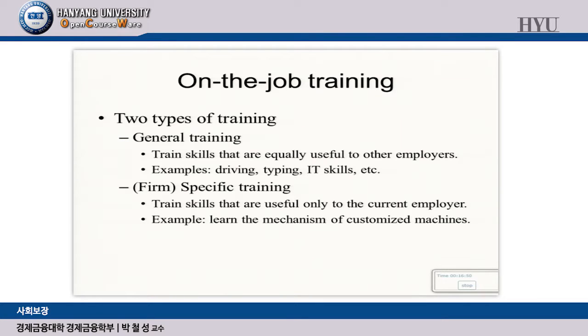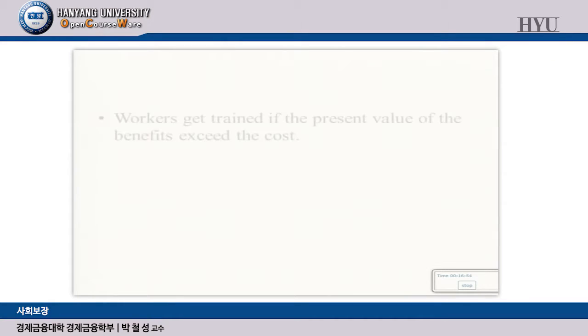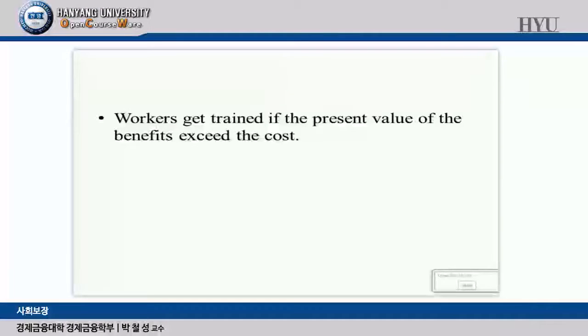Now, these two have interesting differences. Basically, workers will get trained if the present value of the benefits exceeds the cost, basically the same thing as education. If you get training, sometimes you have to pay for the cost. Not every time, but sometimes you have to pay for the cost.